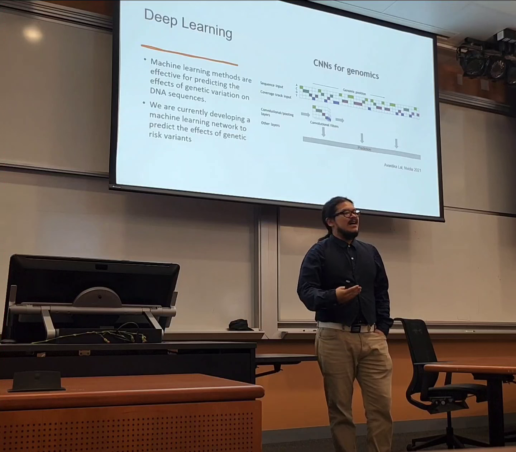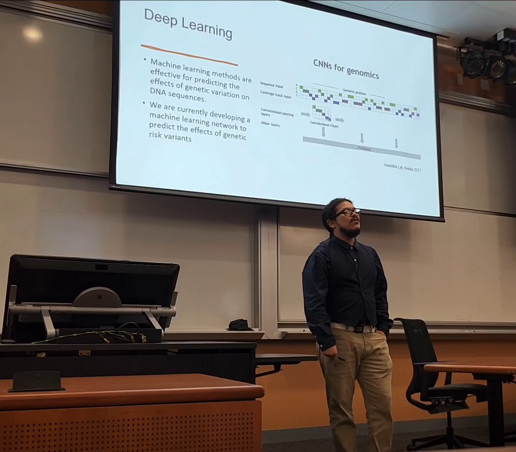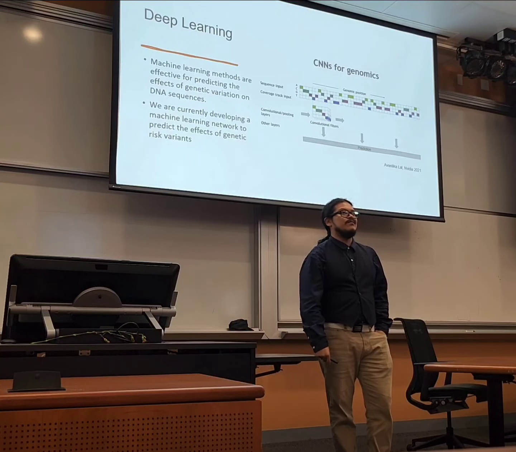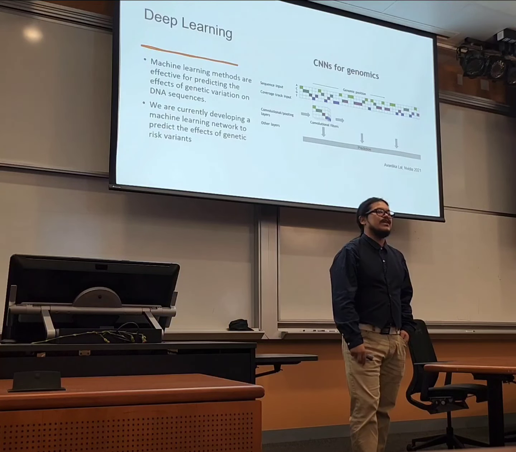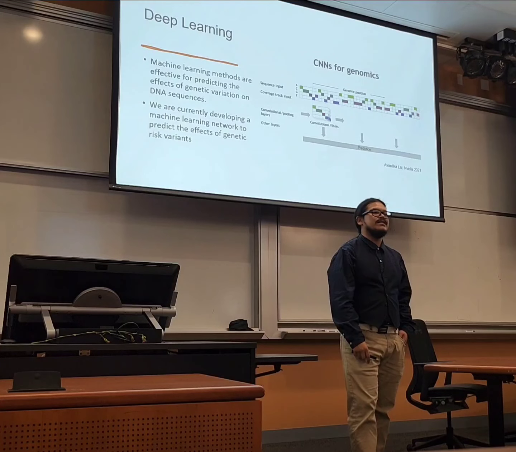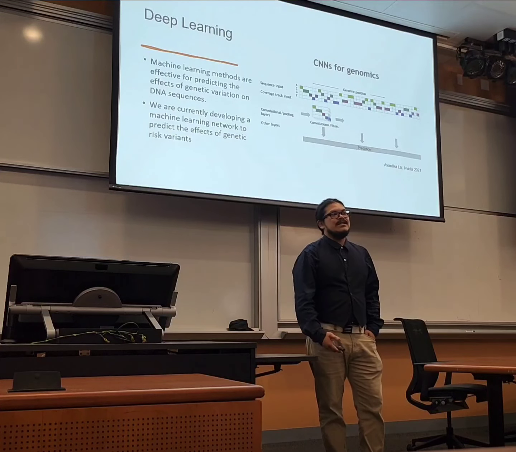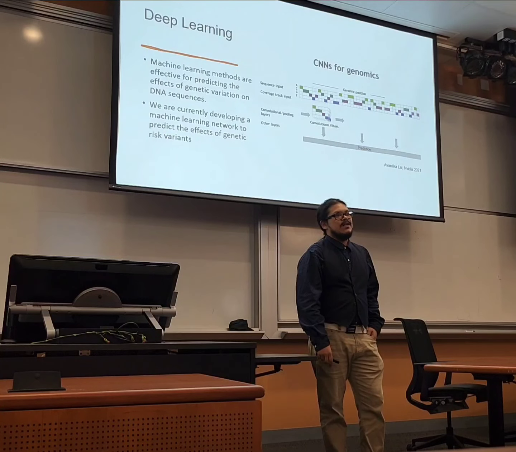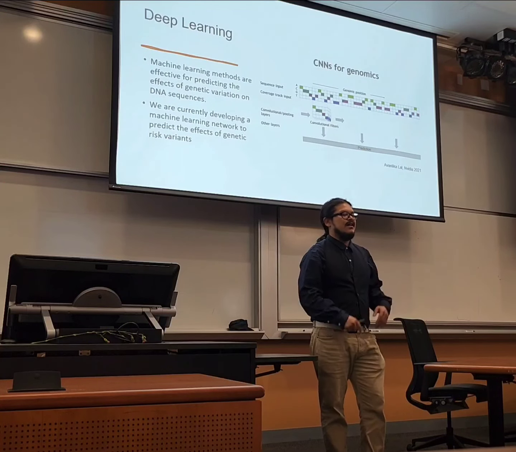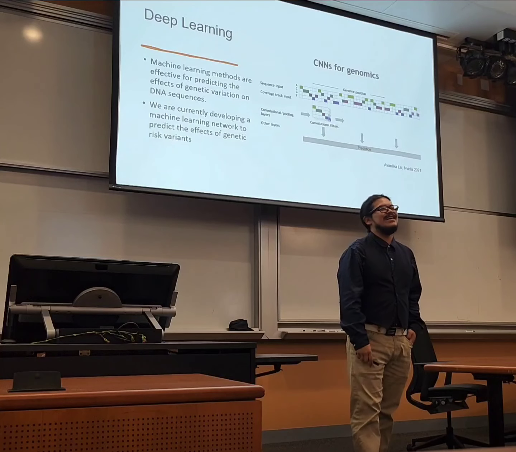In the lab, a graduate student was developing their own machine learning model. In the last 2 or 3 years, we had discovered that deep learning is actually doing a very good job of predicting causal variants in DNA sequencing. This is a different study, like genome-wide association studies, but I can't really get into that with the time that I had.